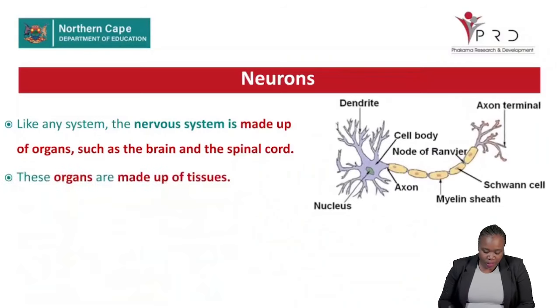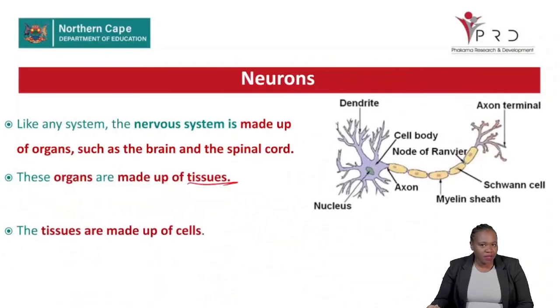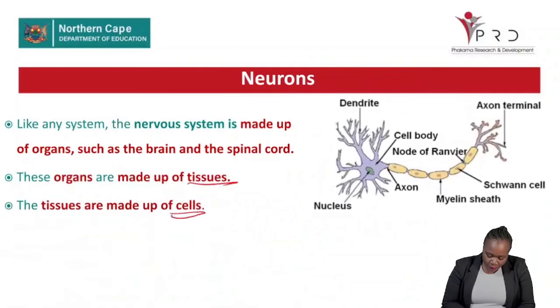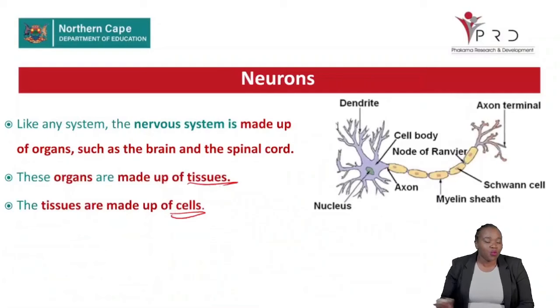Those organs, we know that they are made up of what? They are made up of tissues. And what makes up the tissues? The tissues are made up of cells. So we know that from cells to tissues to organs to systems, and then we would have an organism.